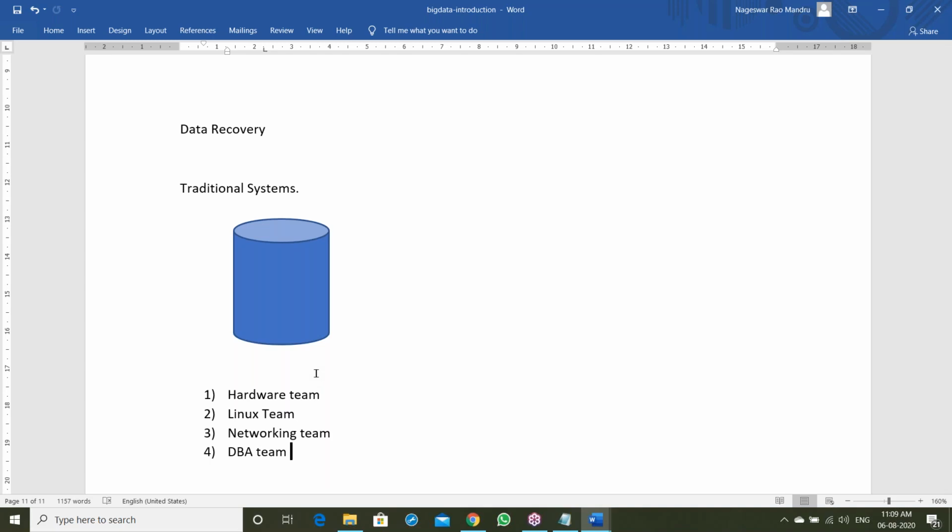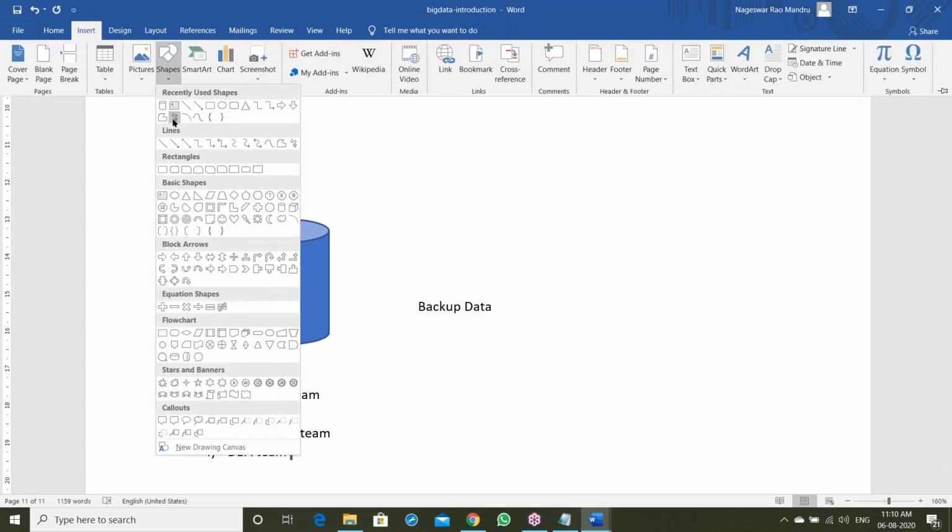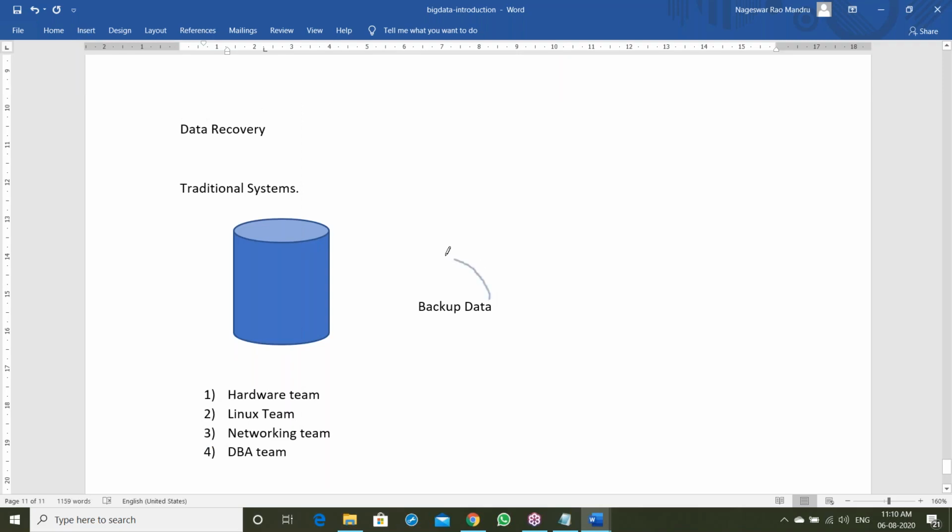Next, data. This is backup data, simply backup data in the backup disk. The DBA will move the backup data into the database server, loading data into tables. For this we use SQL*Loader. Using SQL*Loader, they will load the backup data into tables.